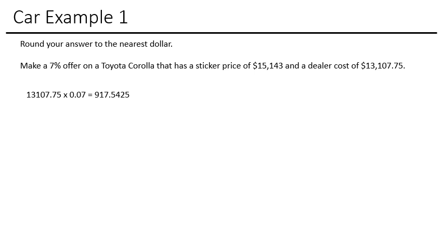Now you are going to take this amount and add it to the dealer cost, and that's going to be your offer. So you add this amount to the 13,107.75, and you get 14,025 and some change. But remember, they wanted you to round to the nearest dollar. So you round, and it would be 14,025, and that would be your final answer. I didn't want you to get hung up on that one. I remember having some questions on this. It turns out to not be too bad of a problem. It's just the way that it's worded.